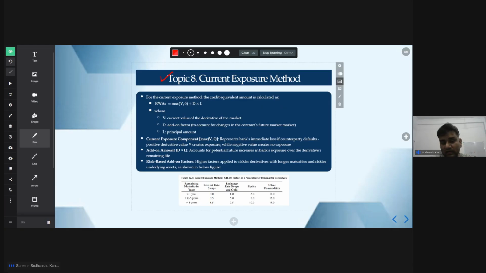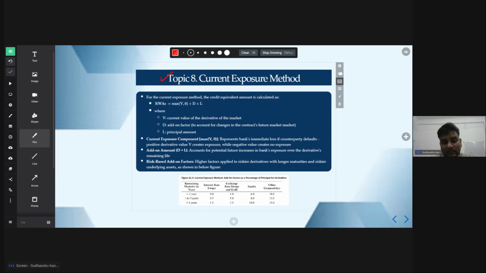The core formula here is the CEA method, which we saw earlier. This is basically CEA for derivatives. CEA is equal to max of V comma 0, plus D times L. V is the current market value of the derivative, D is the add-on factor, a regulatory percentage, and L is the notional principal. Economically, max of V comma 0 is the current exposure if the counterparty defaults today. D times L is the potential future exposure over the remaining life. And negative MTM values do not reduce your exposure.